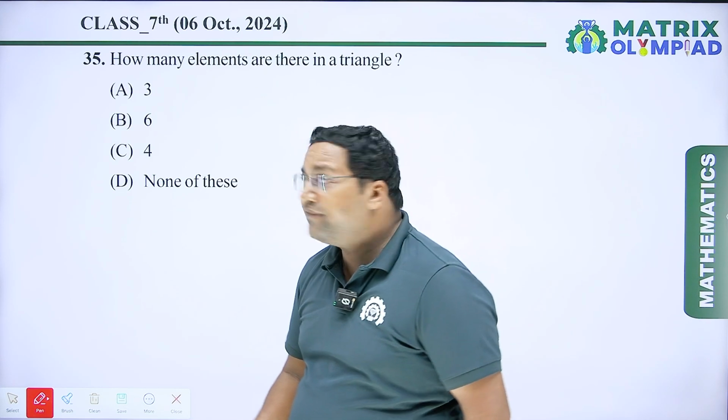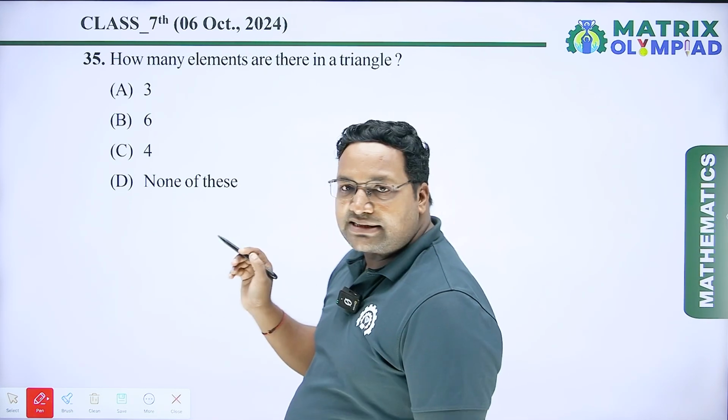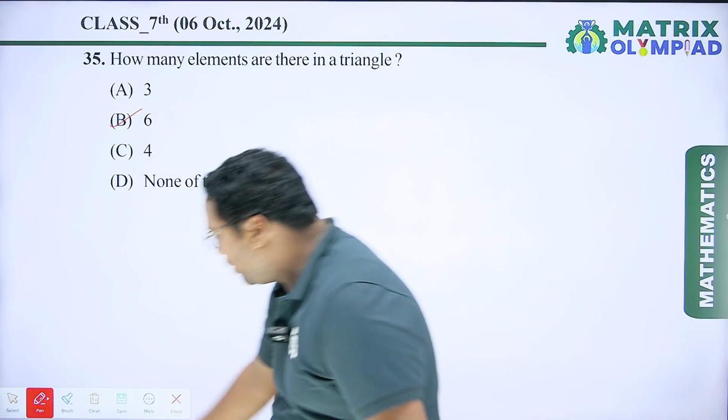Next, question number 35, that is how many elements are there in a triangle? So in a triangle there are 6 elements, 3 angles and 3 sides. So right option is B option.